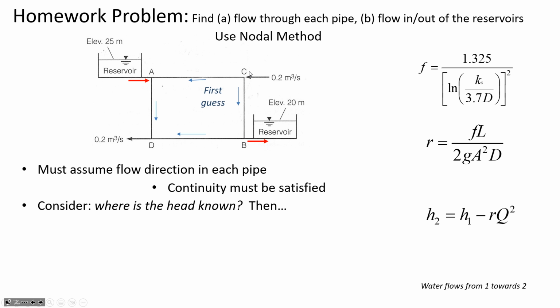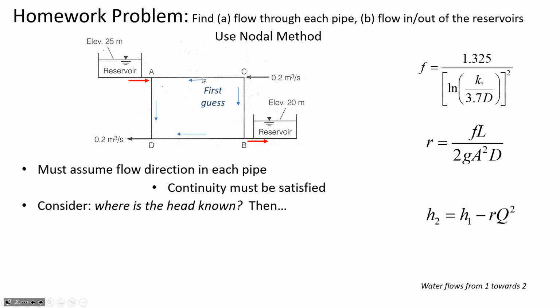All right. Now, let's see. What do we know about the head at B? The head at B is 20 meters. And what do we know about the head at C in terms of the head at B? According to this flow direction, we know that the head at C is the head at B plus the head loss through pipe BC.